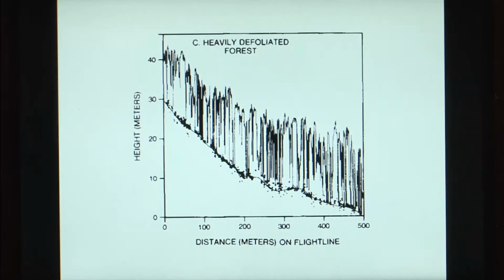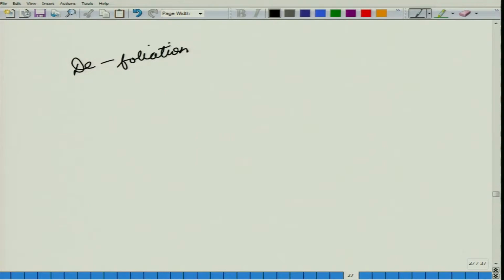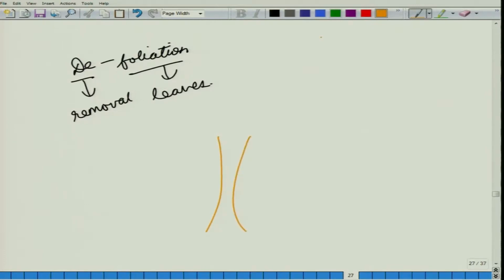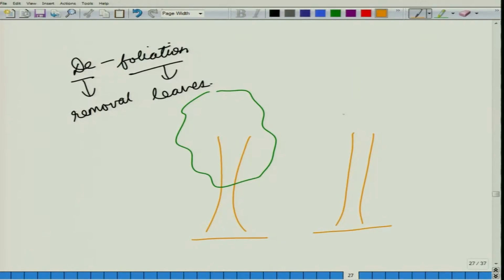This forest, on the other hand, is a heavily defoliated forest. So what is defoliation? Defoliation is the removal of foliation. Foliation is the leaves. For instance, in the case of a deciduous tree, in a wet season it would look like this, whereas in a dry season it would shed all its leaves and you would just be able to see the branches. So this is a foliated tree and this is a defoliated tree.